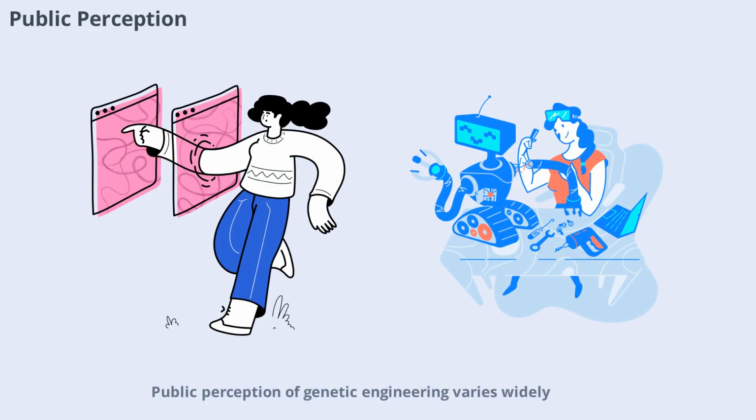Public perception of genetic engineering varies widely. Some people are excited about its potential while others have concerns about safety and ethics. Education and transparent communication are key to building trust and understanding between scientists and the public. Open dialogue helps address fears and misconceptions.